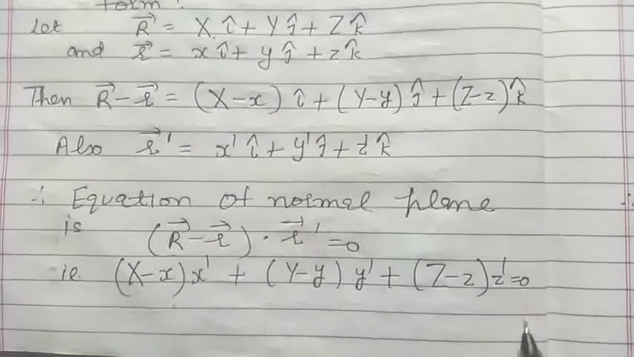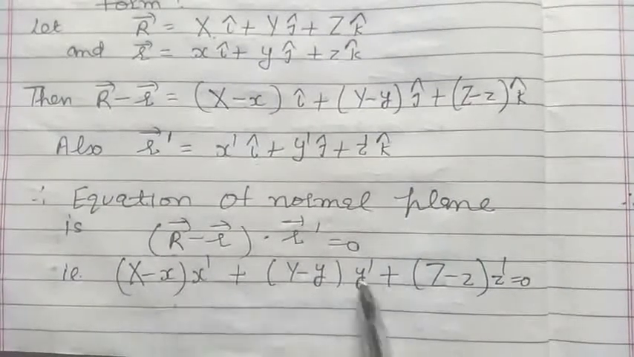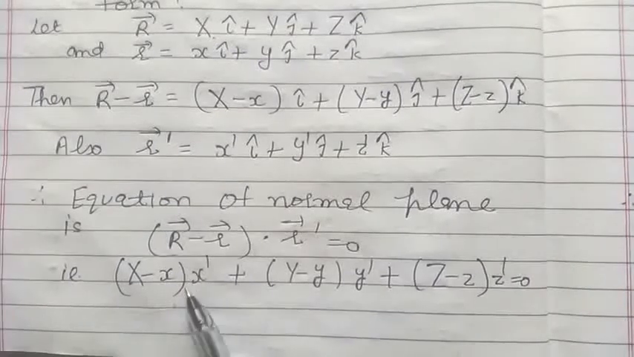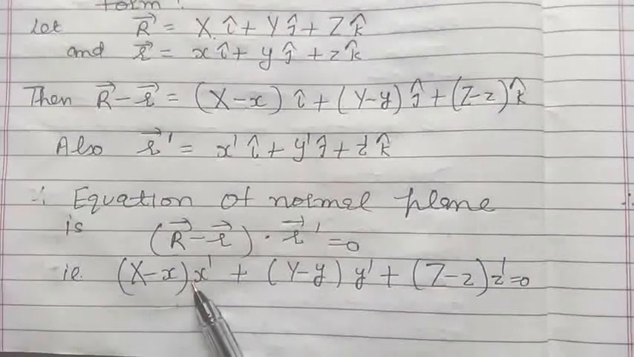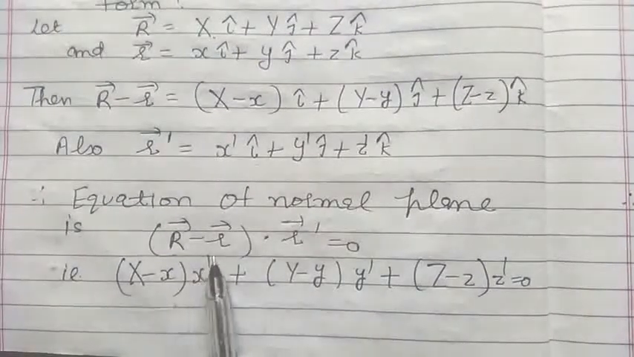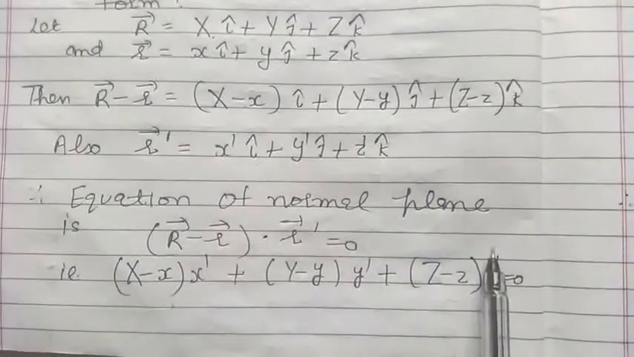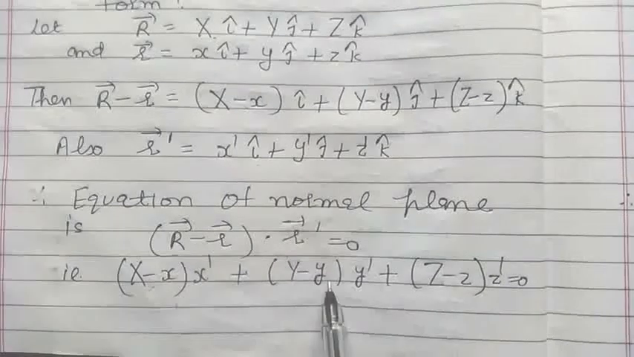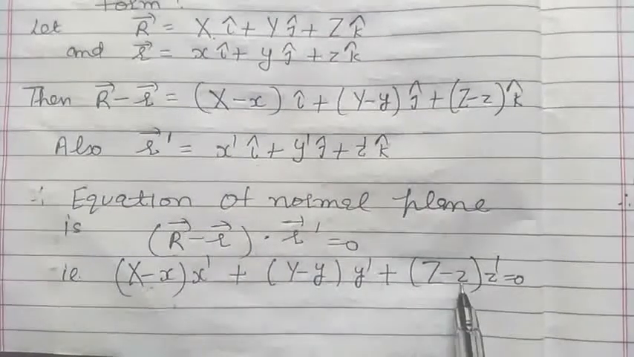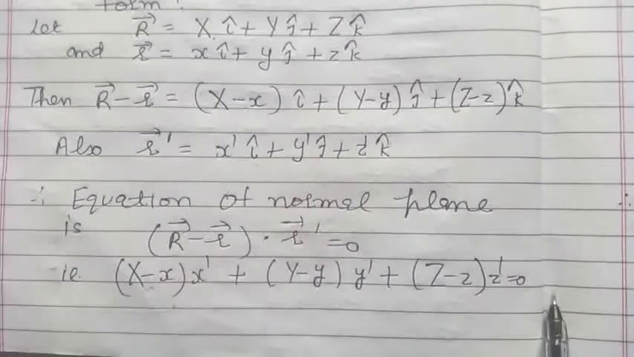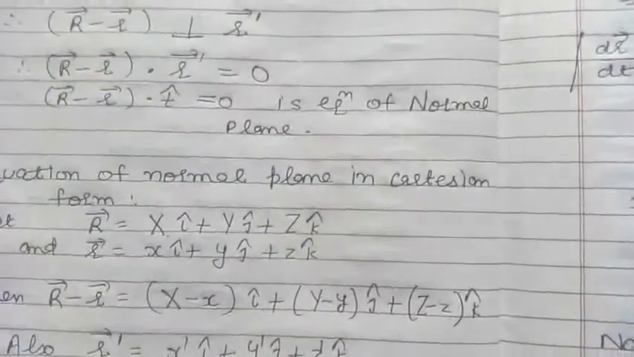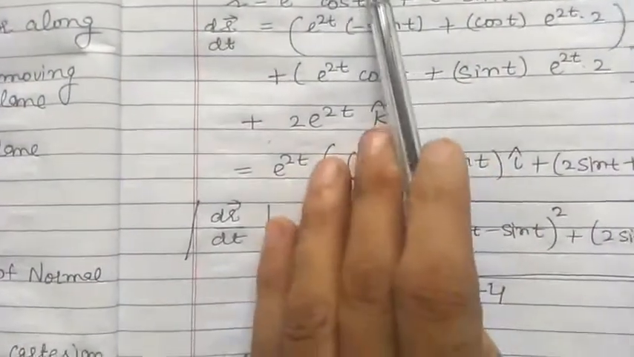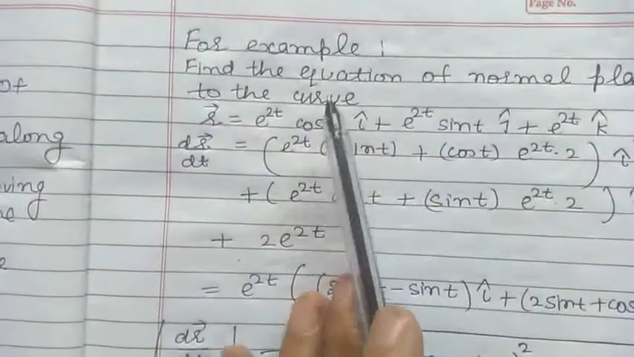is equal to 0. We can obtain this equation in the parameter t also. If the given curve is in parametric form with parameter t, then you can replace this dash by dot. Then the equation becomes (X minus x) x dot plus (Y minus y) y dot plus (Z minus z) z dot is equal to 0. Now let us see an example of how to find the equation of the normal plane.